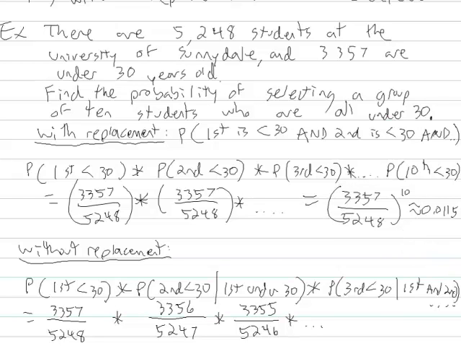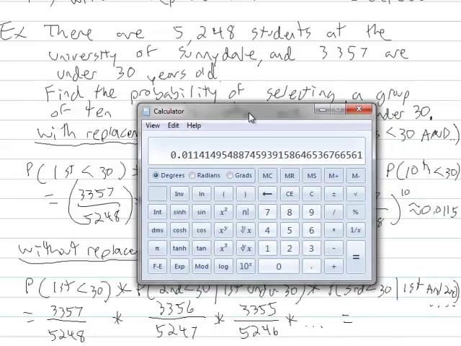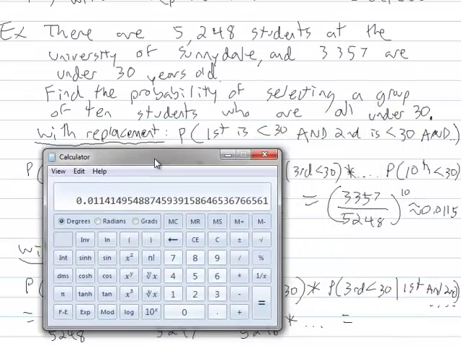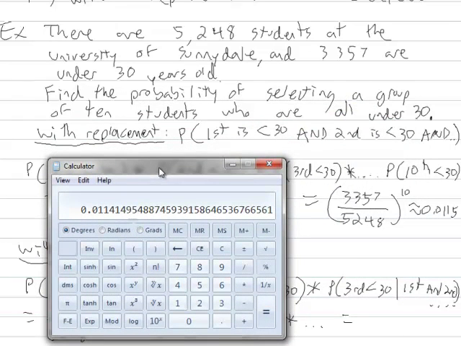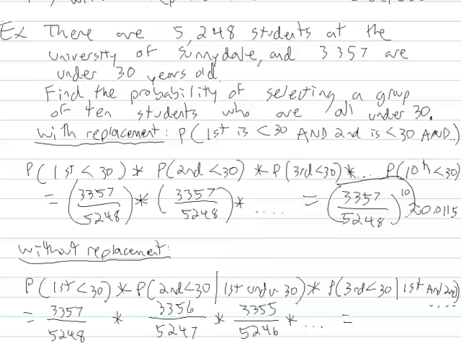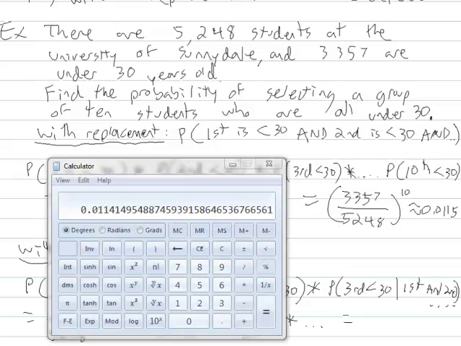So I'm not going to make you watch me type it on the calculator, but we'll skip ahead and see what we end up with. So the number I got here in my calculator for this one was 0.011411495, that thing. For comparison, the actual number I got when I took the 3357 over 5048 to the 10th power, when we calculated it with replacement, was this.